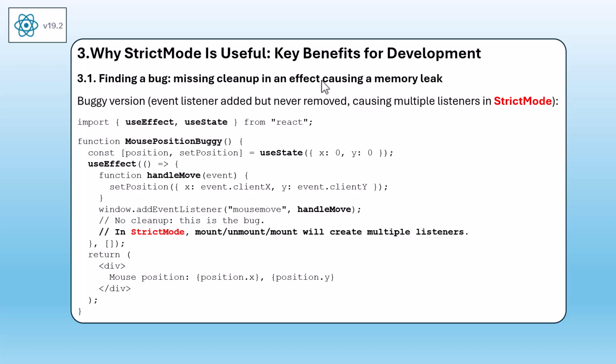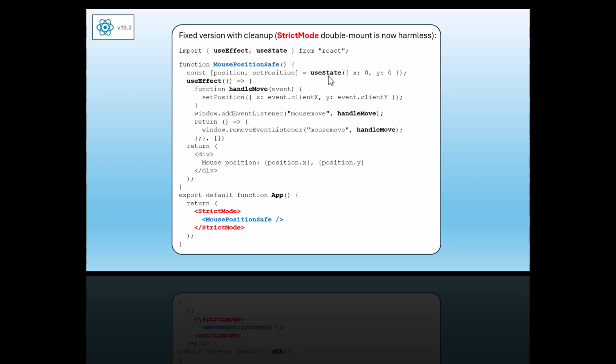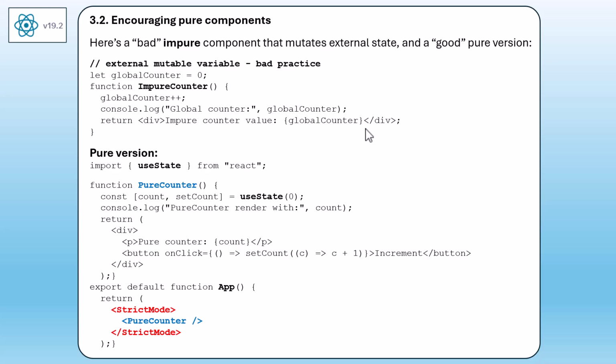3. Why strict mode is useful. Key benefits for development. Strict mode provides several advantages for writing robust and maintainable code. It helps identify hard-to-reproduce production bugs before they reach users. By detecting side effects, memory leaks, or deprecated API usage, we reduce the likelihood of silent failures. It encourages best practices, ensuring components are pure, effects are properly cleaned up, and legacy patterns are avoided. This leads to clearer, more predictable, and more maintainable code.